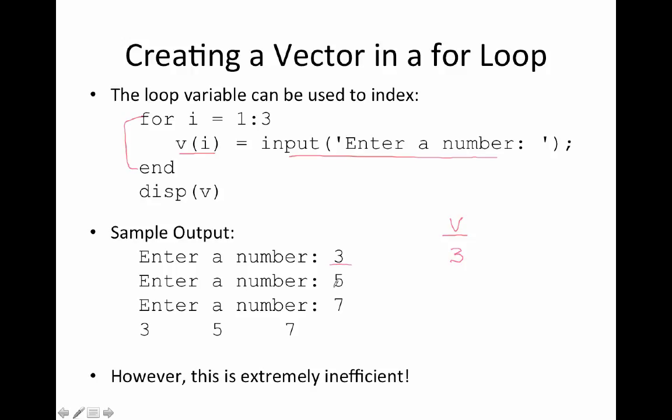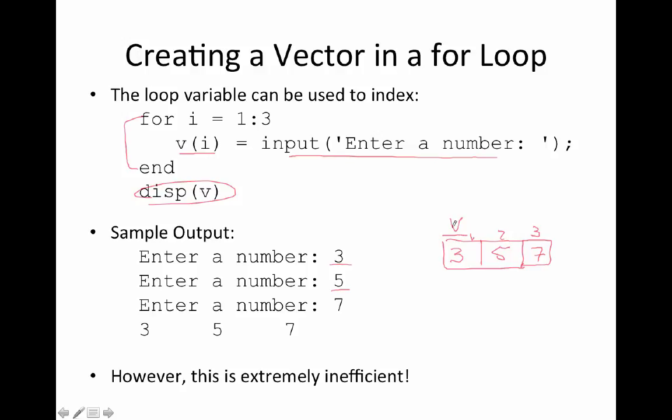Then the second prompt says enter a number, and I enter a 5. So we're going to put that in v sub 2. So now v is a vector that has 2 elements in it, 1, 2, and we're going to put the 5 in it. And then we prompt the user for a number, and the user enters 7, so now we extend the vector and it has a 7 in it. So once we get out of the loop and we display the vector, we're displaying the 3 numbers in the vector: 3, 5, 7.